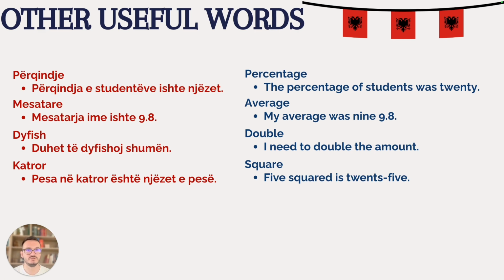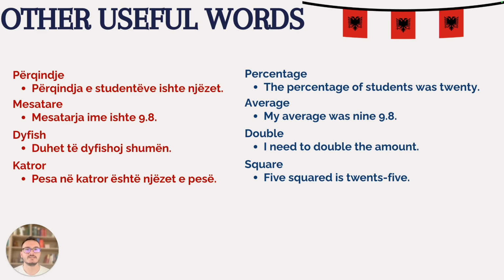We will have to use this form of the verb, dyfishoj. If you want to say I want to make it threefold, trefishoj, katërfishoj, pesëfishoj, and so on. Duhet të dyfishoj shumën.